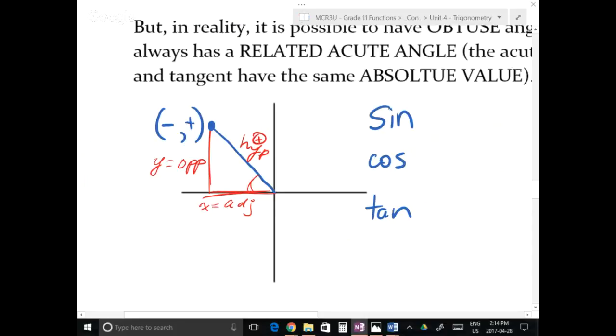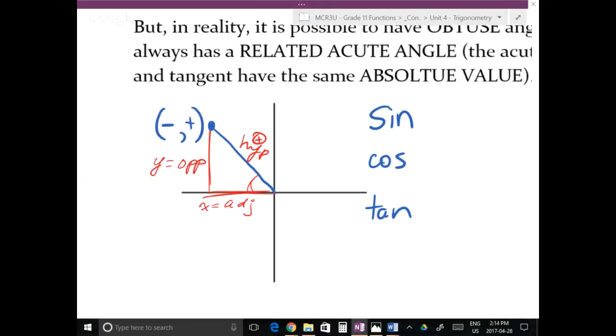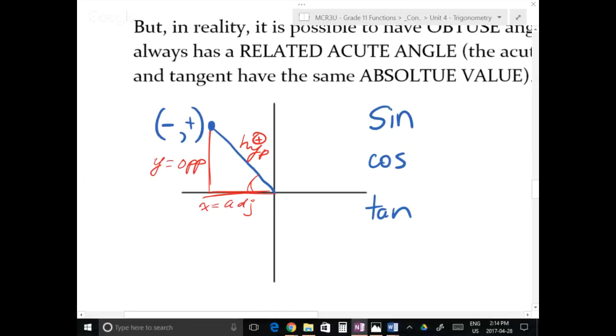So with that in mind, sine. Is the sine in this case going to be positive or negative? Okay, sine is going to be positive. What about cosine? Yeah, it's going to be negative. Why is it going to be negative? What is the cosine? Yeah, cosine is just x. And x in this case is negative. So any angle in this quadrant is going to have a negative cosine. What about tangent?